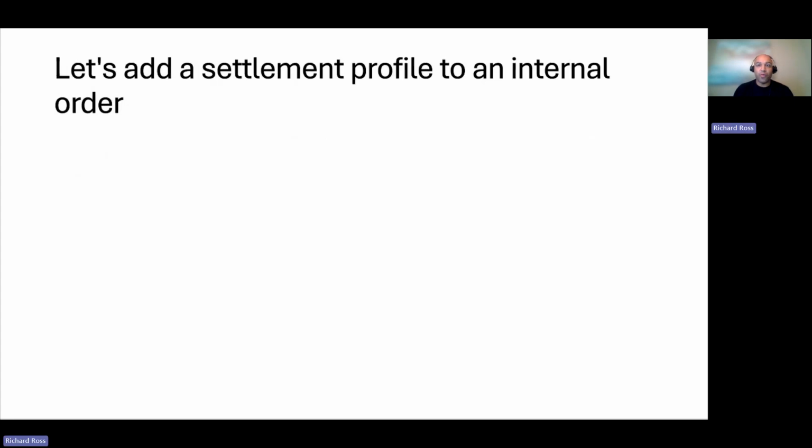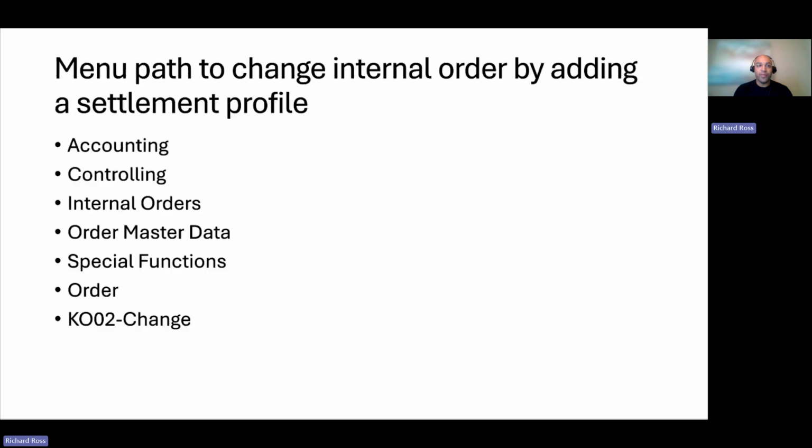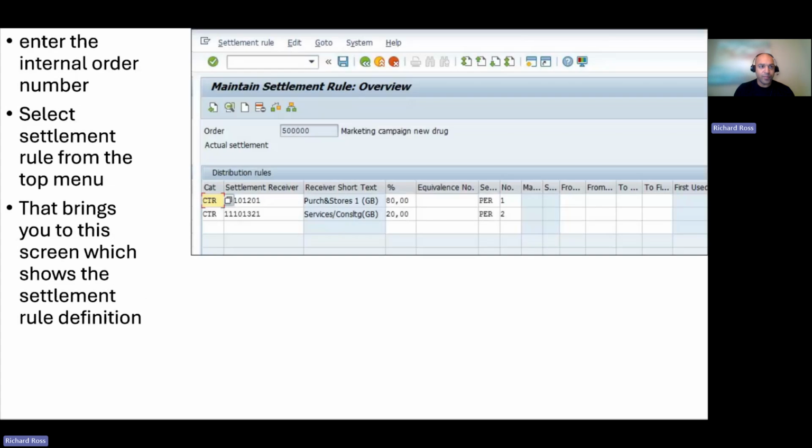Let's add a settlement profile to an internal order. Menu path to change internal order by adding a settlement profile. Accounting, Controlling, Internal Orders, Order Master Data, Special Functions, Order, Change. Enter the internal order number. Select settlement rule from the top menu. That brings you to this screen, which shows the settlement rule definition.